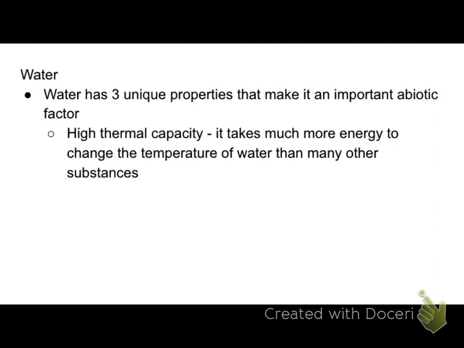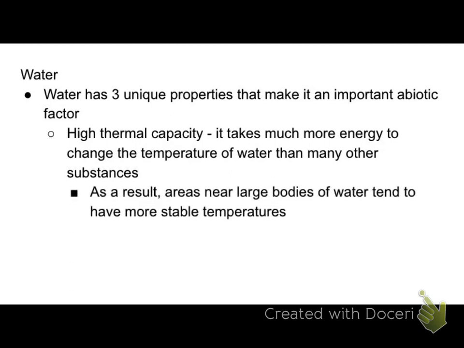So, what does that mean for the world in general? Well, it means that if an area of land is near a large body of water, that water is going to absorb a lot of that heat energy, that sunlight energy, and it's going to make the temperature in that area more stable. So it means that it's going to take a lot more energy to raise or lower the temperature of that area. So the temperatures are going to be more stable across the board.